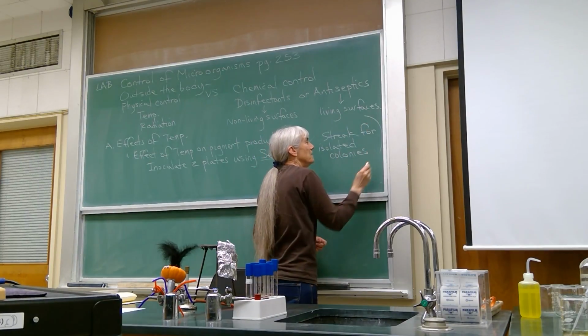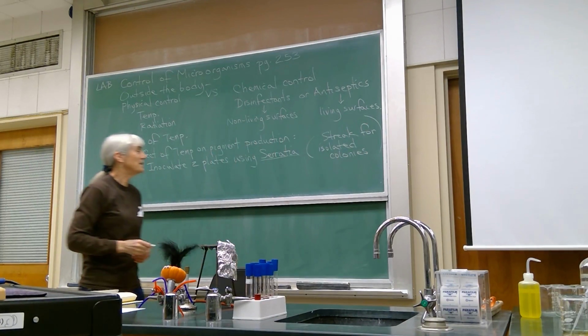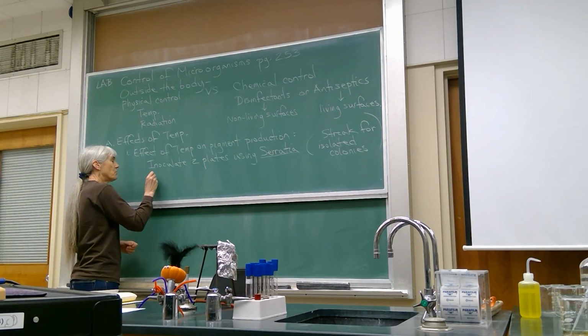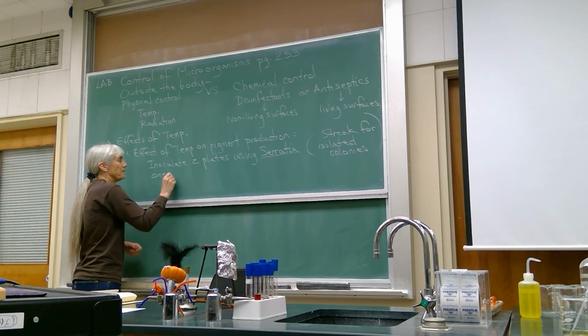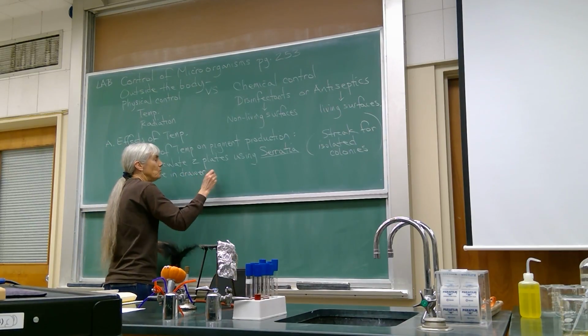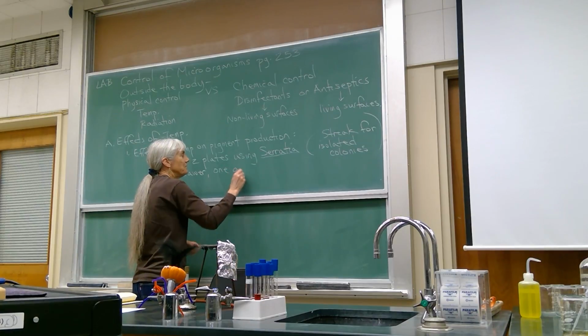You know how to do that at this point, I certainly hope. So you inoculate 2 plates, streak to get isolated colonies. You put 1 plate in the drawer. And 1 at 37 degrees.